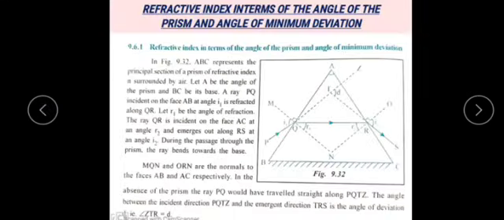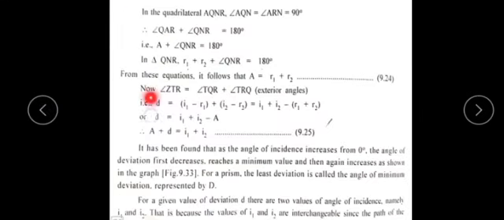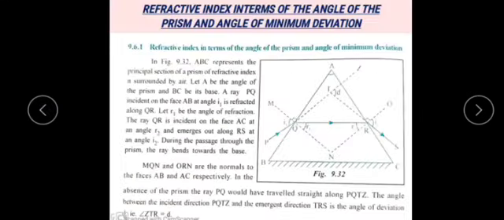Angle ZTR is equal to, see, this is an external angle for the given triangle. So let us take QTR as the triangle here. For this triangle, this is an external angle. So the external angle in a triangle is equal to the sum of the opposite internal angles.